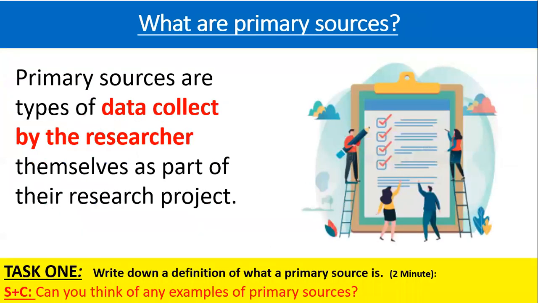Right, moving on to the main part of the lesson. So just for the first task, if you could write down this concept for what a primary source is. So primary sources are types of data collected by the researcher themselves as part of their research project. So essentially, it's the sociologist getting their hands dirty, actually conducting their own research.